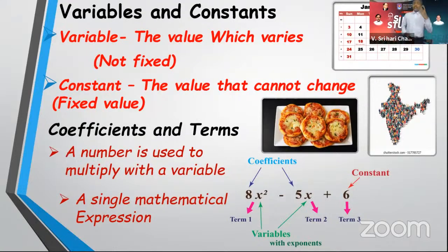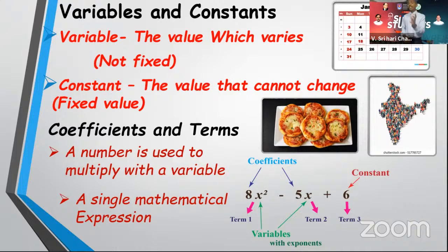How many days are there in the month of January? Let's talk about this year. In 2021, we have 31 days. When you observe every year, there will always be 31 days in January. It is fixed. In all calendars, 31 days is fixed for the month of January. So here, the number of days in January is a constant, the value that cannot be changed, a fixed value.